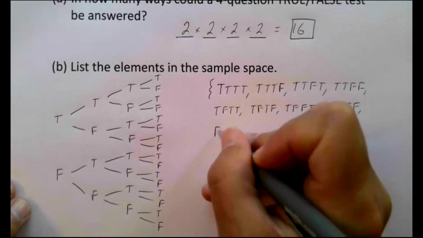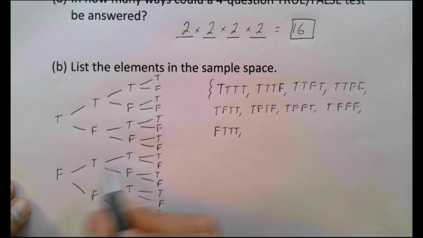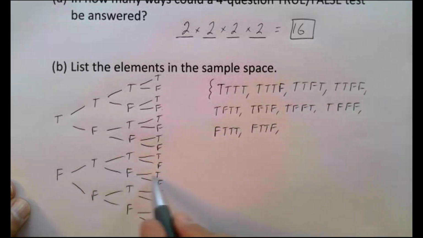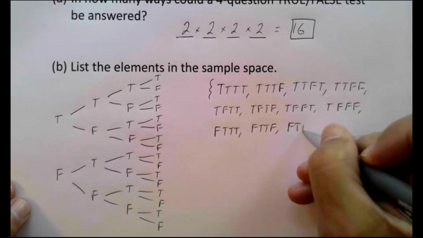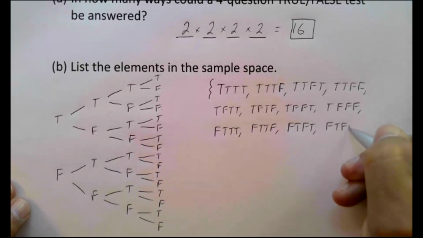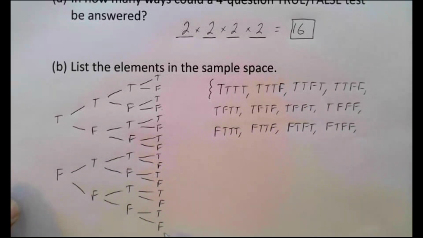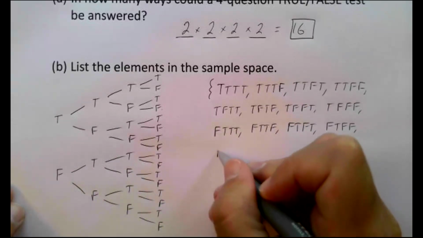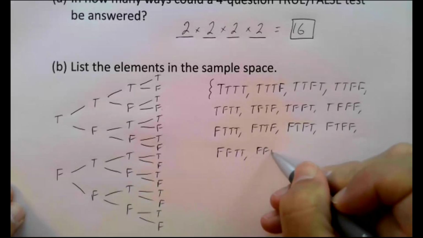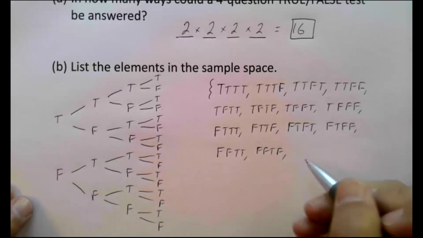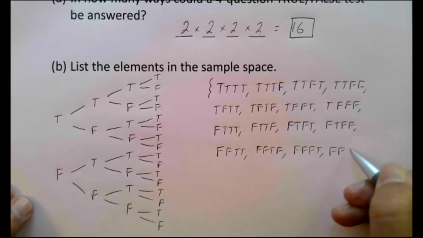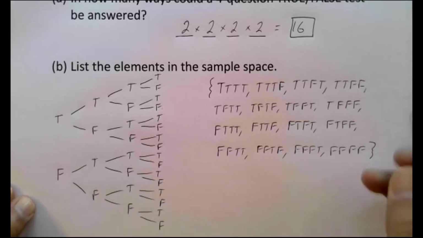False, true, true, true. False, true, true, false. False, true, false, true. False, true, false, false. And we're down to these last 4. False, false, true, true. False, false, true, false. False, false, false, true. And then finally all false: false, false, false, false. Now we have the 16.